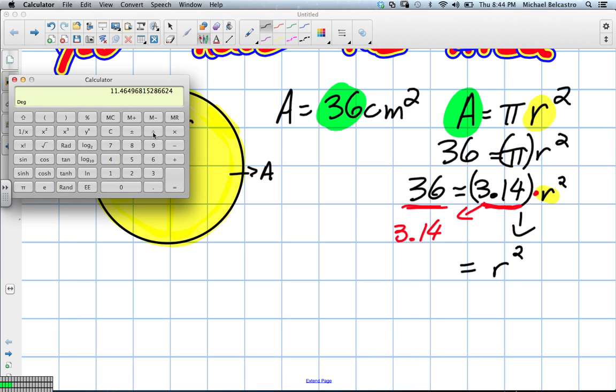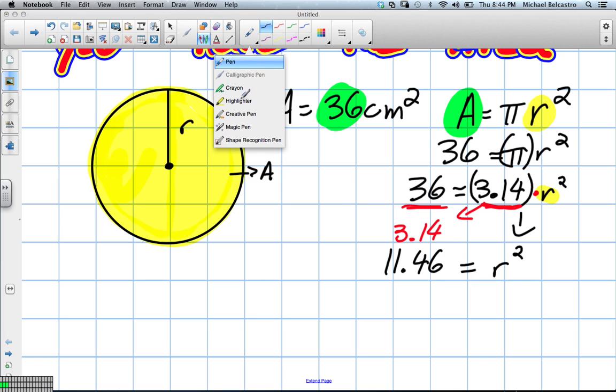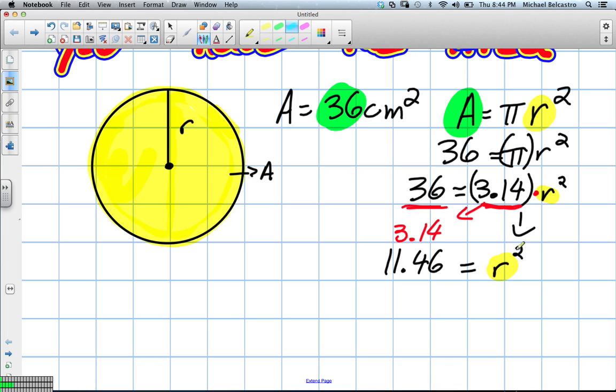Oh, actually, yes I do. 11.4. Sure, let's go with like 5 or whatever. We'll go to 11.46. So we'll try to be accurate. Great. But is r by itself? No. What's still there? Squared.